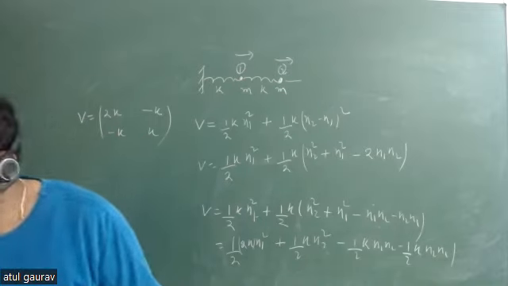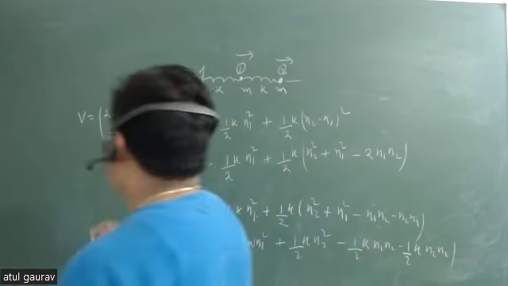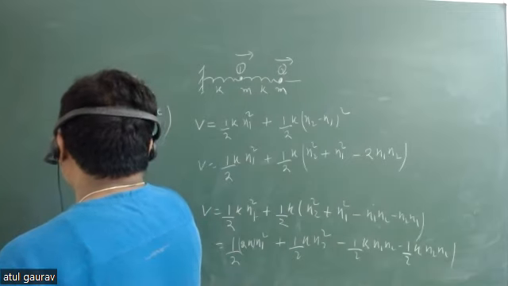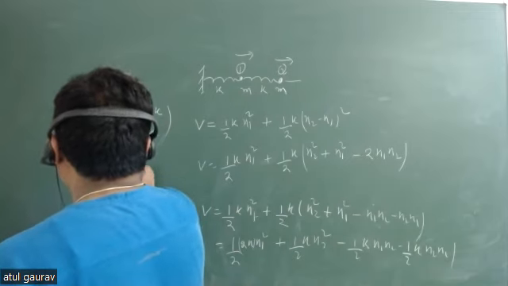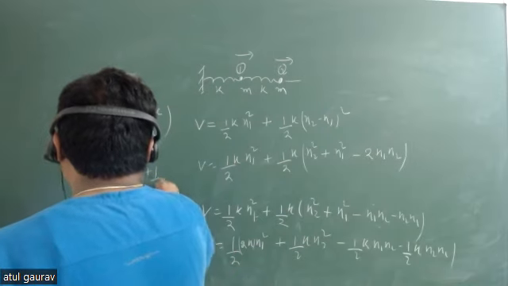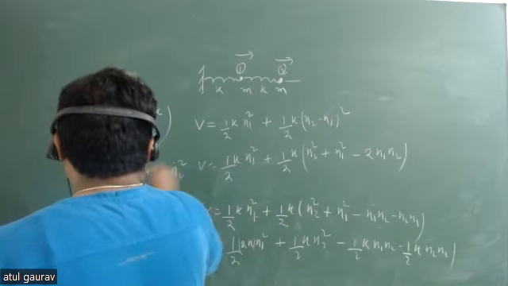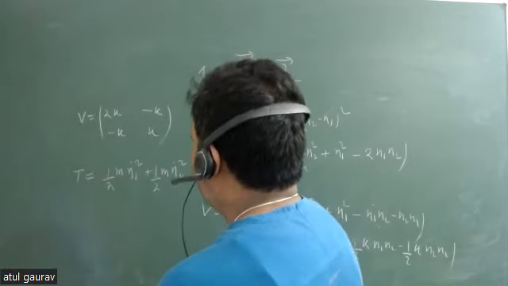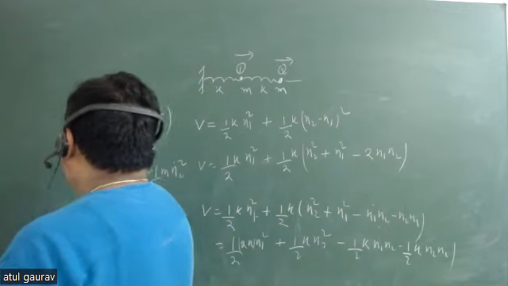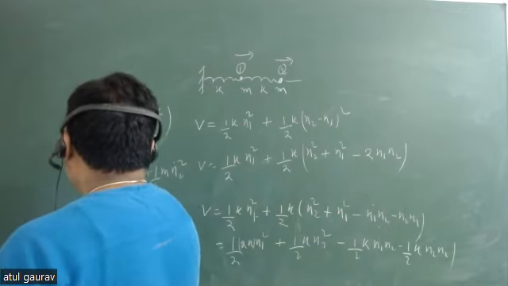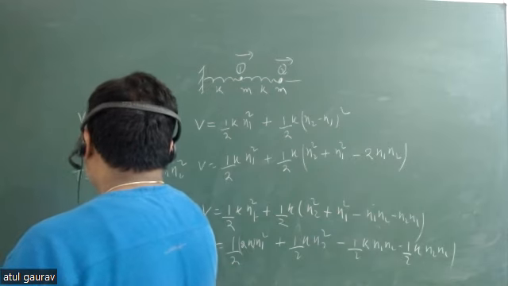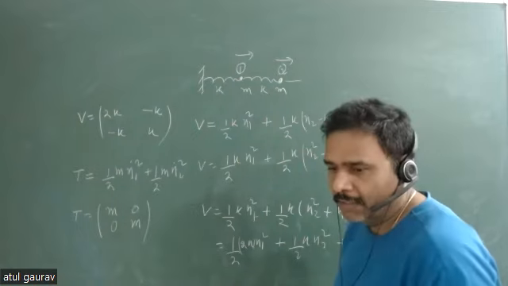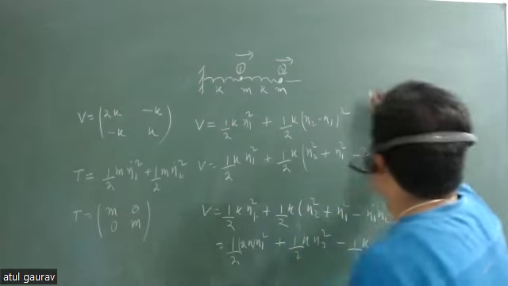Let's try to go for kinetic energy matrix. When you go for kinetic energy matrix, this is very simple. Linear है तो कोई problem नहीं है. Half m eta 1 square plus half m eta 2 square. Okay? And for this particular problem, the kinetic energy matrix is m 0 0 m. Okay? So you can just write this one. Clear here? So now you can go for secular equation.